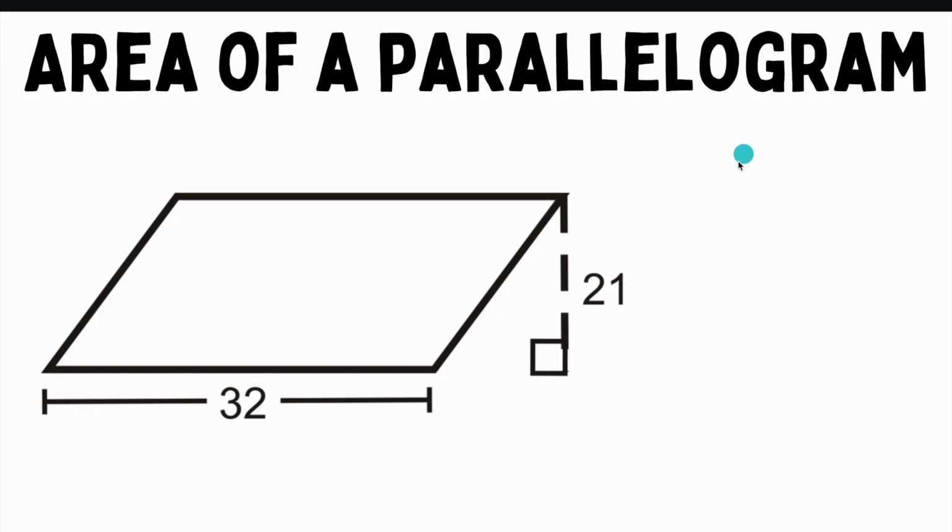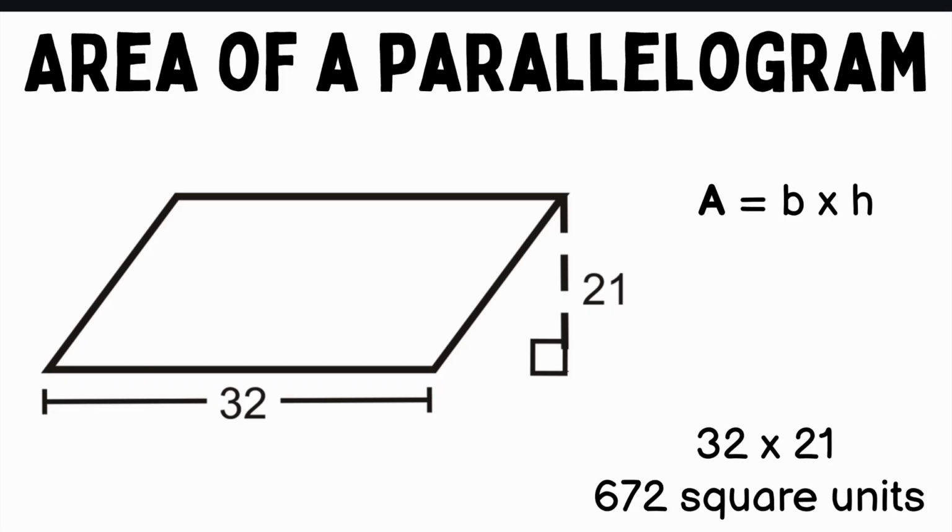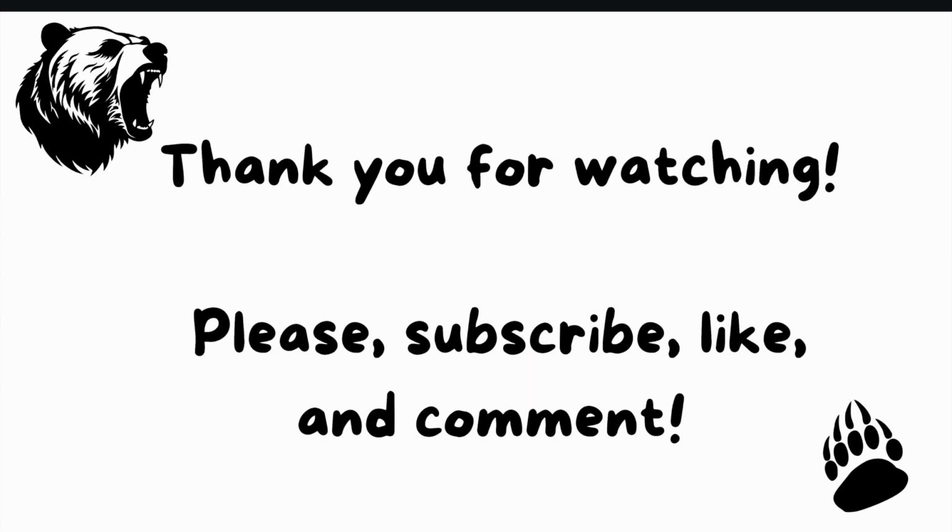Lastly, let's find the area of this parallelogram. Remember, area equals base times height. The base is 32 and the height is 21. 32 times 21 is 672 square units.